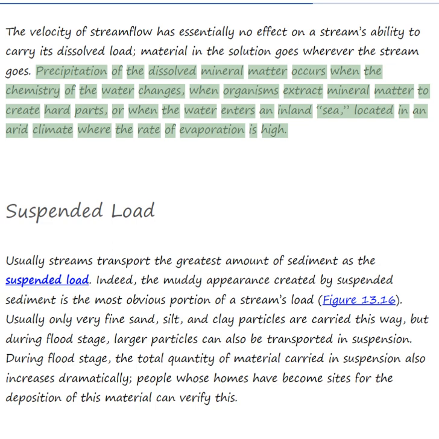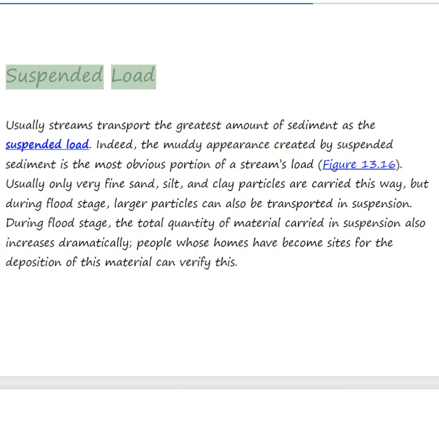Precipitation of the dissolved mineral matter occurs when the chemistry of the water changes, when organisms extract mineral matter to create hard parts, or when the water enters an inland sea, located in an arid climate where the rate of evaporation is high.